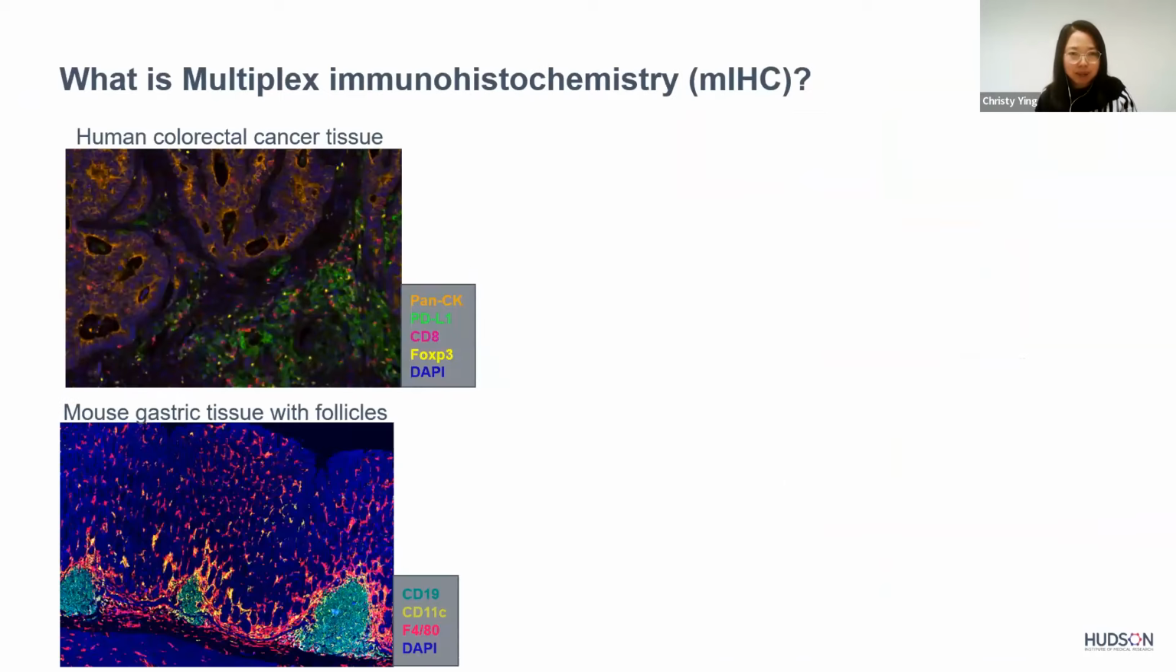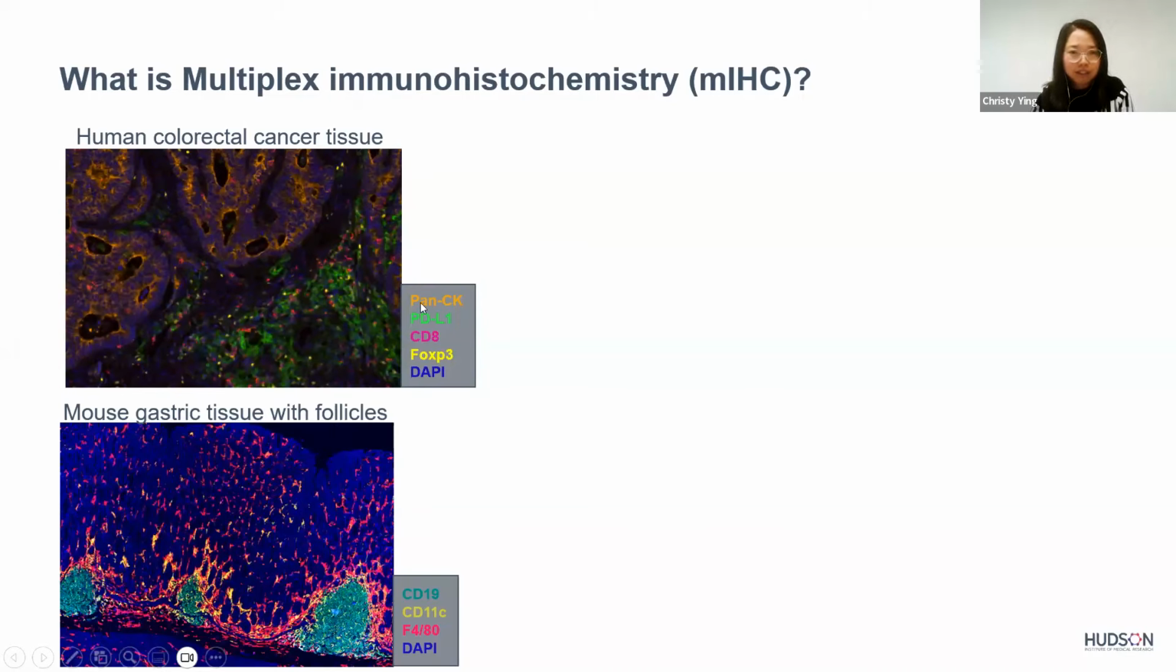So what is multiplex immunohistochemistry? I'll show it for multiplex IHC. I have shown you two images that look like the multiplex immunofluorescence we have seen, with 5 markers in the human. The top panel is human colorectal cancer tissue. We have the pan-CK marker for tumor cells, PD-L1 labeling in green for the immune checkpoint marker, CD8 for cytotoxic T cells, FOXP3 for Treg cells, and DAPI for the nuclear staining.